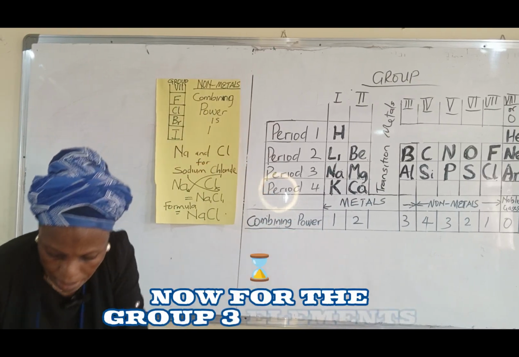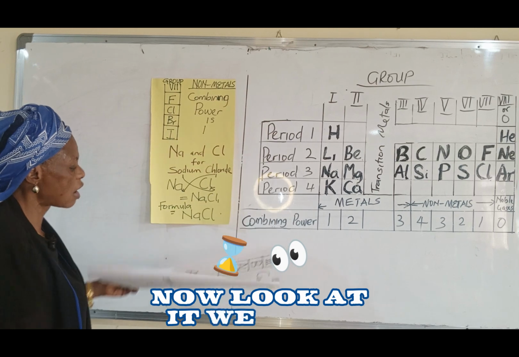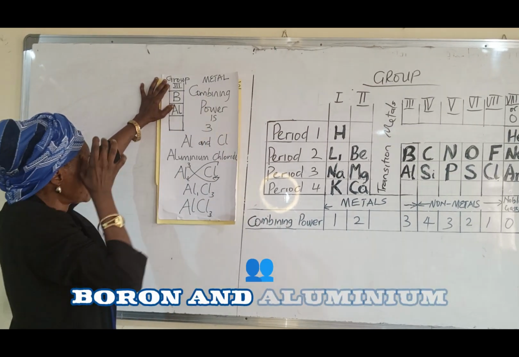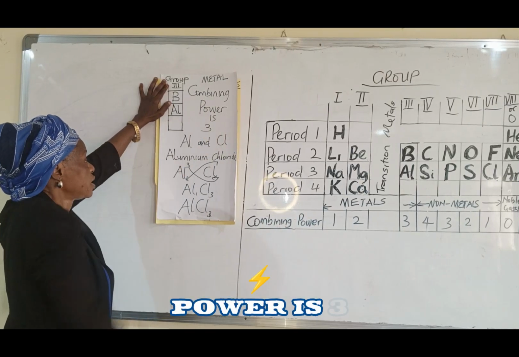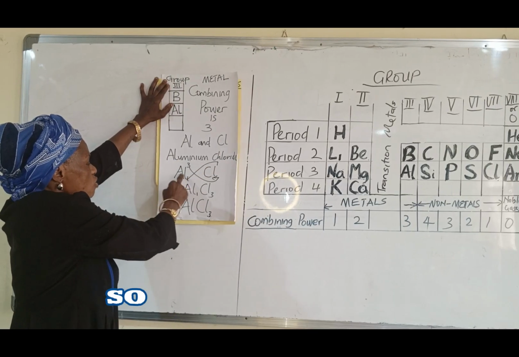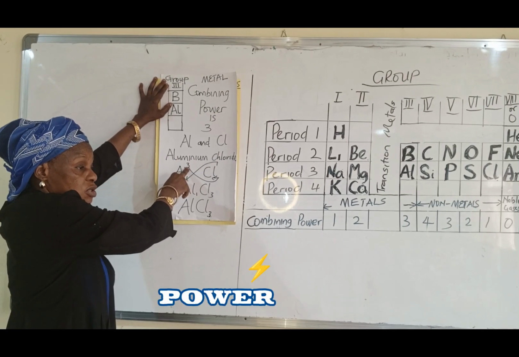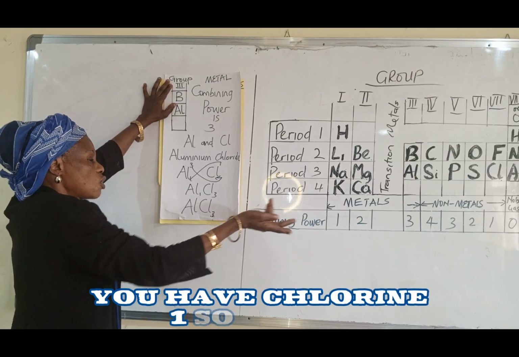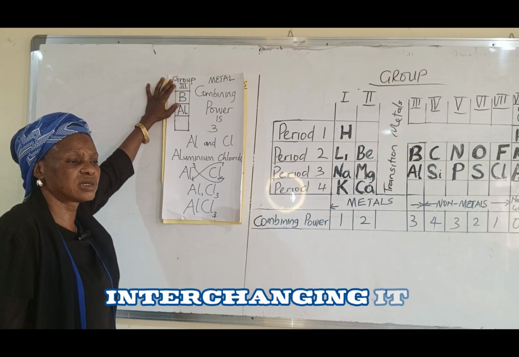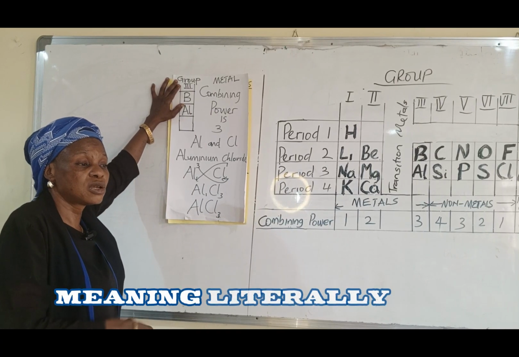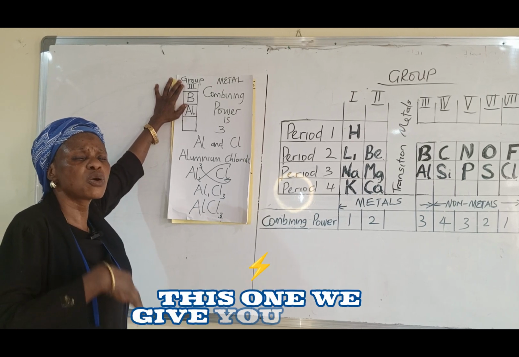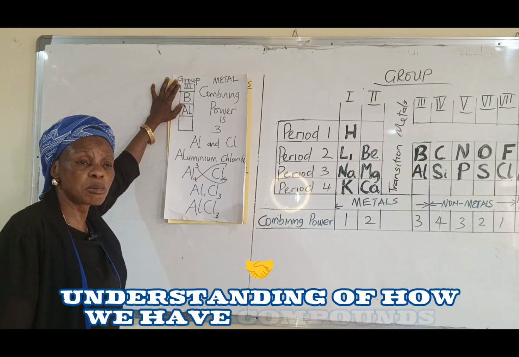Now for the group 3 elements, look at it. We have boron and aluminium. So their combining power is 3. Now write aluminium and chlorine. You see, aluminium chloride. So aluminium has 3, its combining power on top. You have chlorine 1. So it's like you are interchanging it. Literally, you are interchanging it. You understand? It's not something that is tedious. This will give you a quick understanding of how we have compounds.